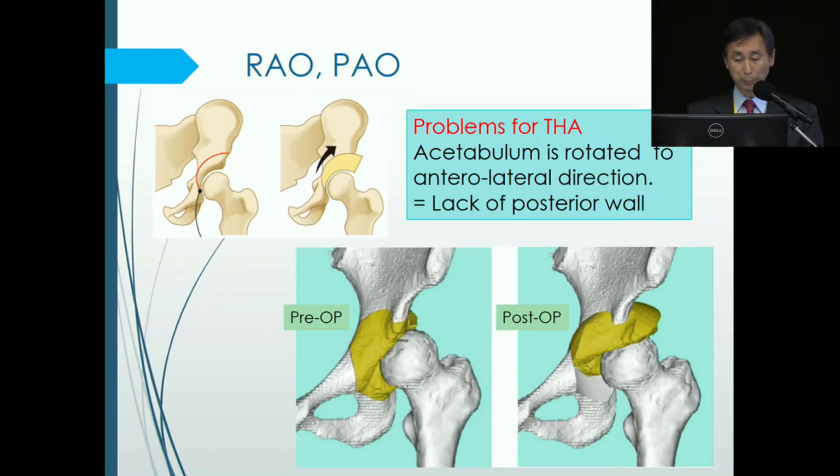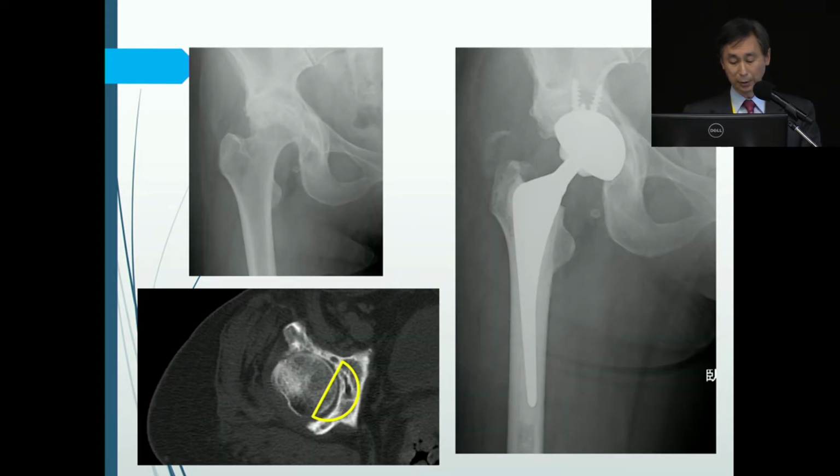In RAO or PAO, the acetabulum is osteotomized and it is rotated to the anterolateral direction. That means that the posterior wall is sometimes missing. You see the massive osteophyte at the anterior side of the acetabulum, but the posterior wall is missing. That affects the stability of the cup.